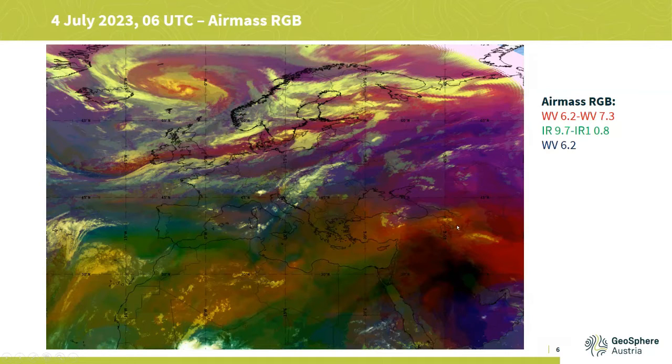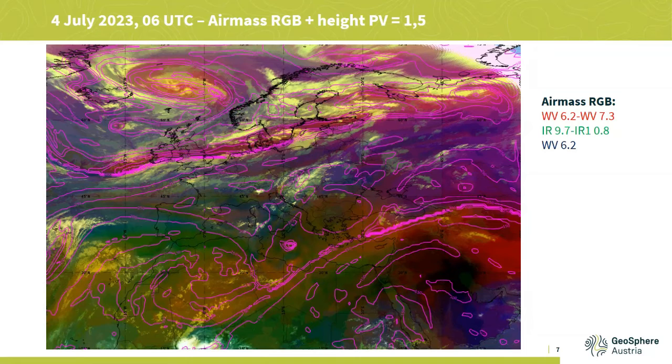And some of you may think, wow, what's going on there? There's a huge PV anomaly. But if we now take a look at the dynamics, if we overlay the PV 1.5 isoline, then you can see nicely the jet axis. You can see some PV anomalies going on here, but in this big red area, there's no distinct PV advection going on. So what's the reason for this?